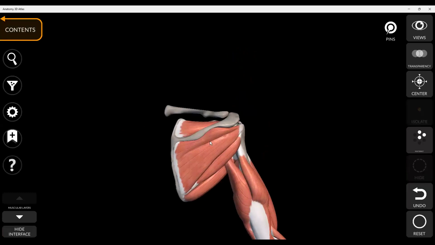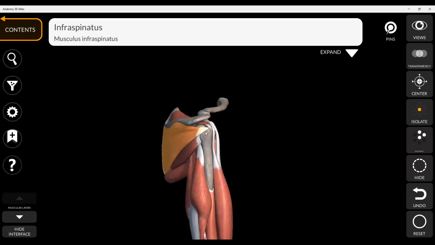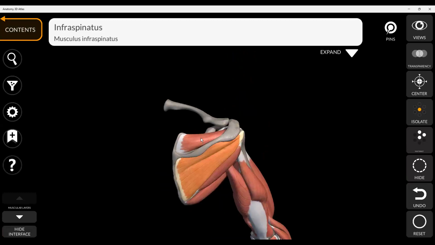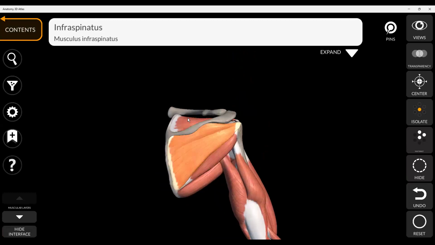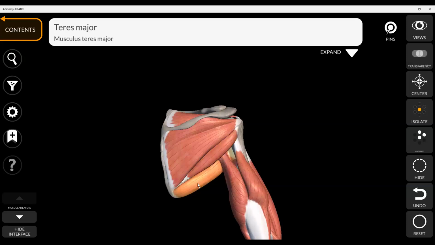So from the posterior side, we have this muscle. This is the infraspinatus, which is attached again to the greater tuberosity. This is the supraspinatus. And just below it we have the fourth rotator cuff muscle, which is known as the teres minor, and even below we have the teres major muscle.